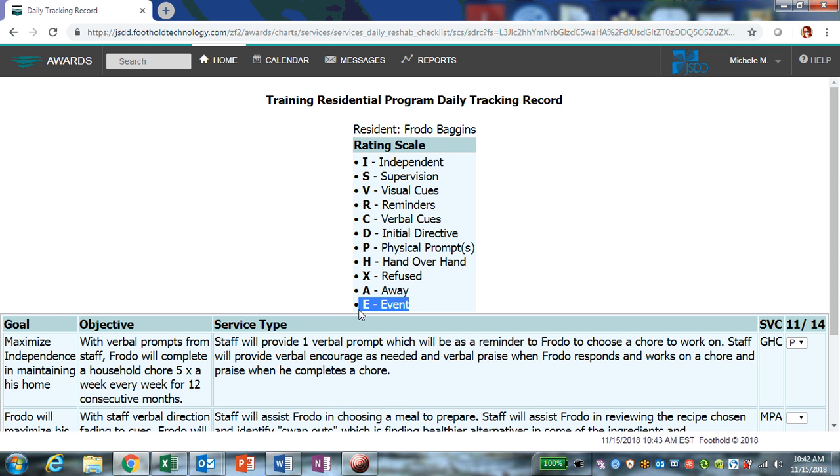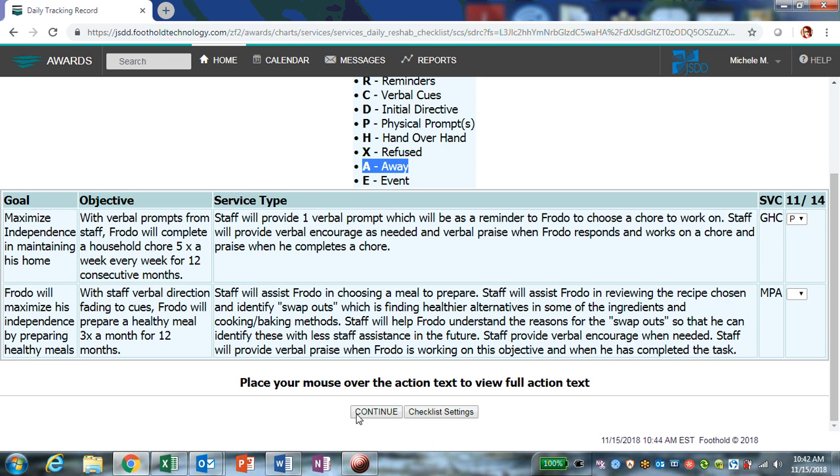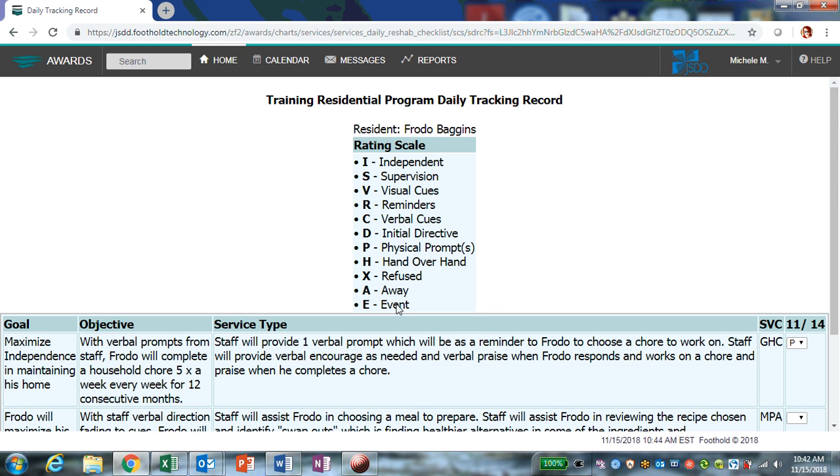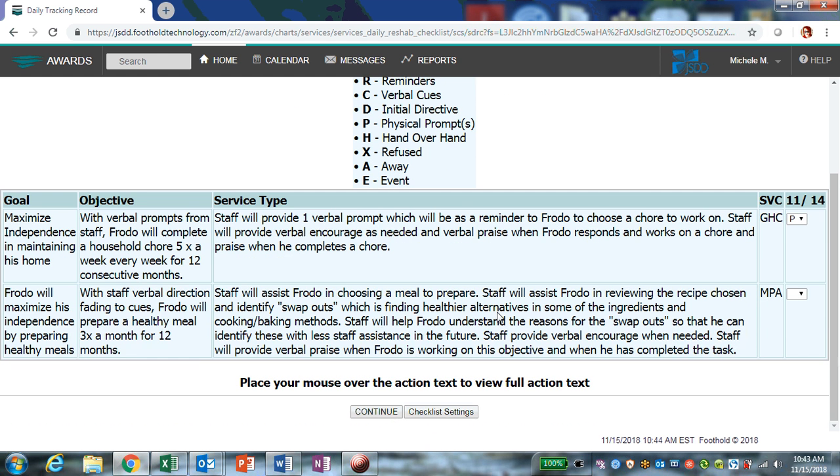Okay, so again, refusal, I still need to know what you've done, how you worked with that person, how you tried to redirect them. Away, you do nothing else. Okay, away, you continue, and you're done. Never use event. That is for day programming only. Okay, let's move on. Physical prompts.